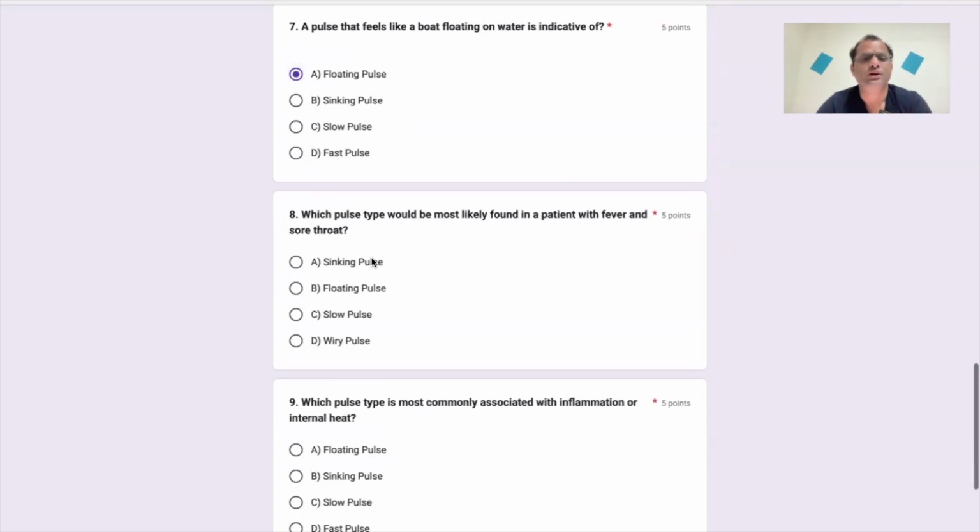Question number 8. Which pulse type would be most likely found in a patient with a fever and sore throat? Floating pulse. Yes, your answer is right. Can you explain? There is an attack from the external, like maybe external cold, external heat, wind heat, something attacking from the outside. That is a floating pulse.